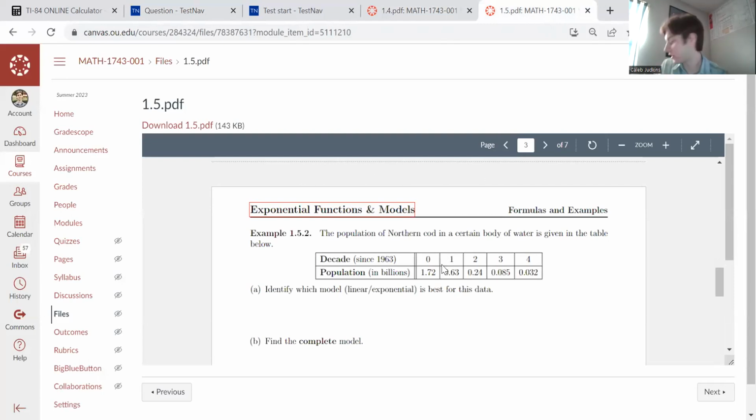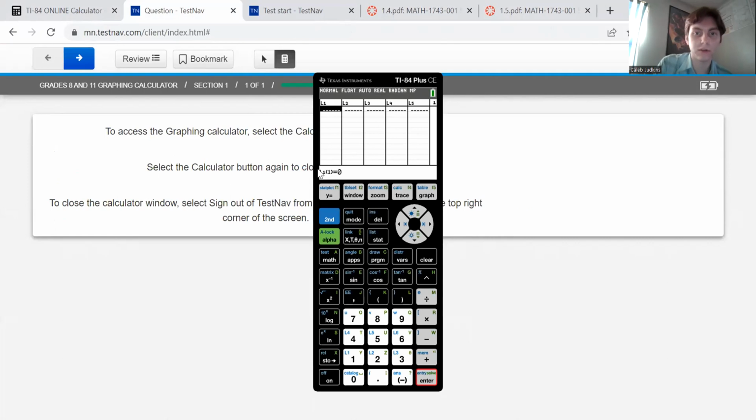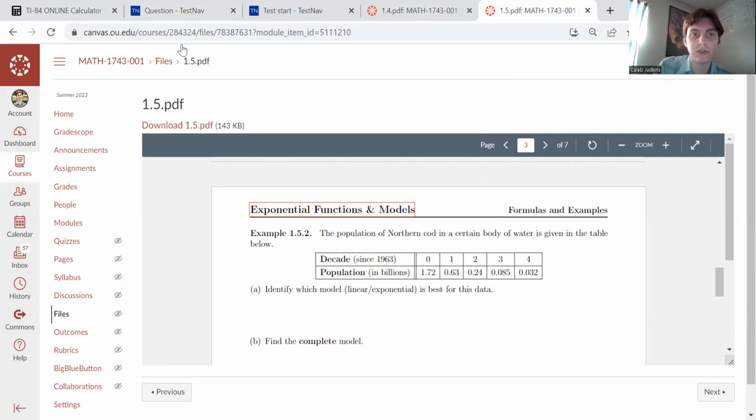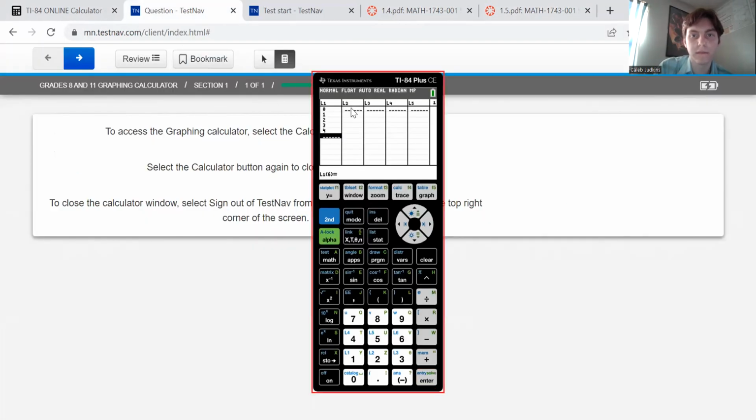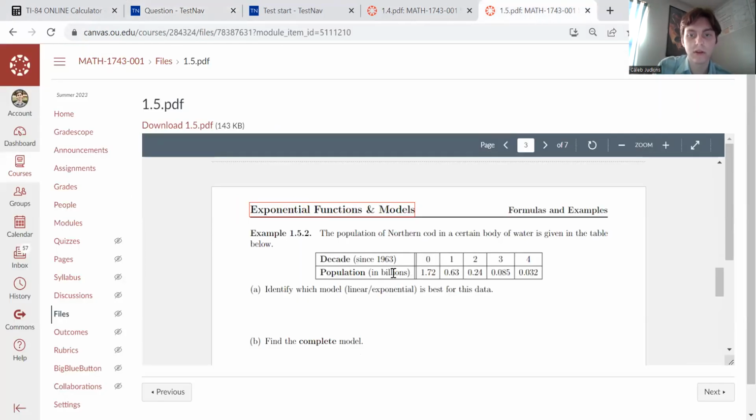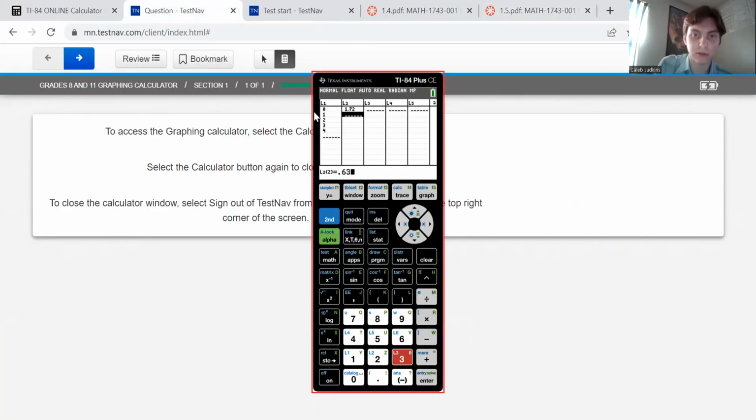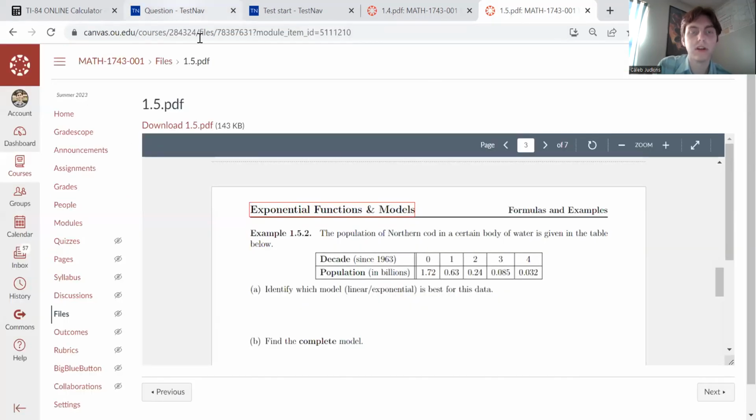Our inputs are supposed to be 0, 1, 2, 3, 4. So let me put that in: 0 for the first one, 1, 2, 3, 4. And now for our y values, 1.72, 0.63, and then 0.24.